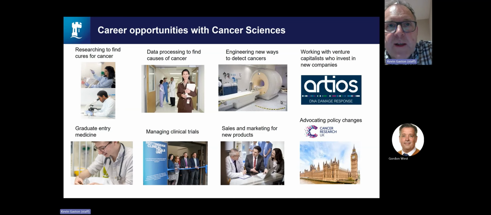We need people who can run clinical trials, so making sure that clinical trials work properly and are done properly. Nottingham is very lucky. We have a clinical trials unit. Many universities now have a clinical trials unit to start bringing these drugs that are discovered to clinical trials. We need people who are involved in sales and marketing, as I mentioned before, because things just don't happen by themselves.